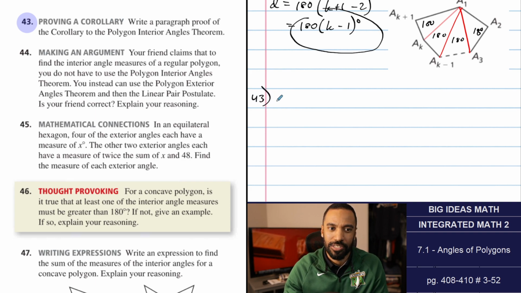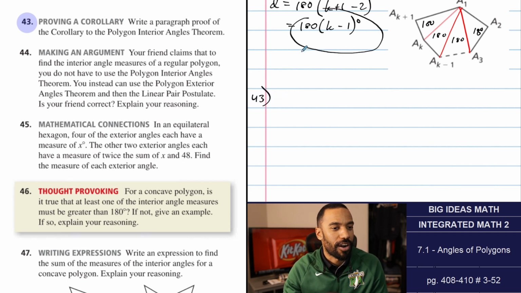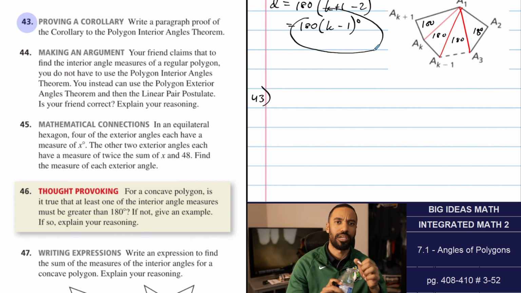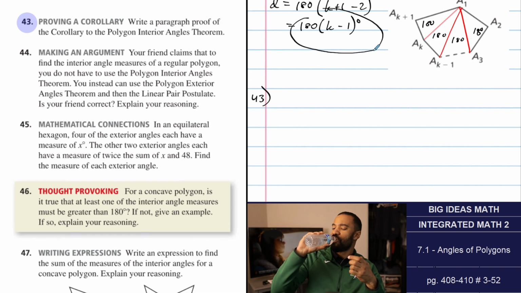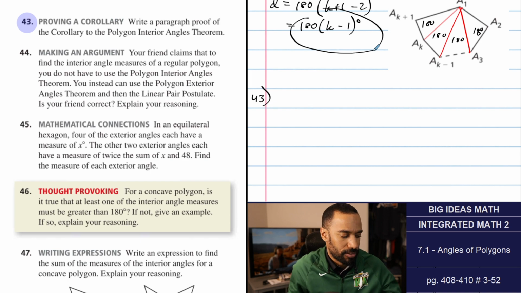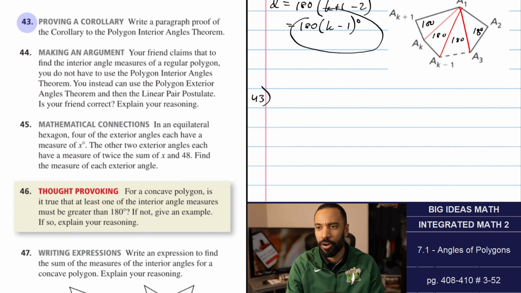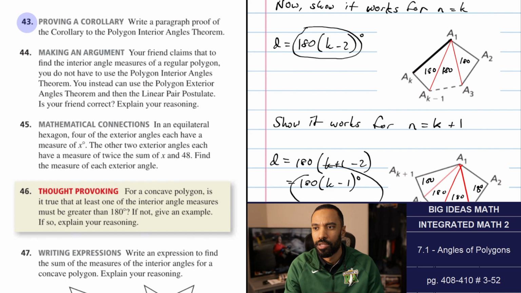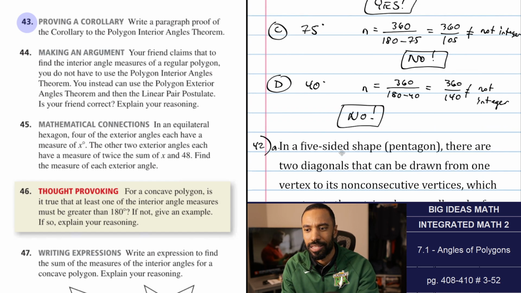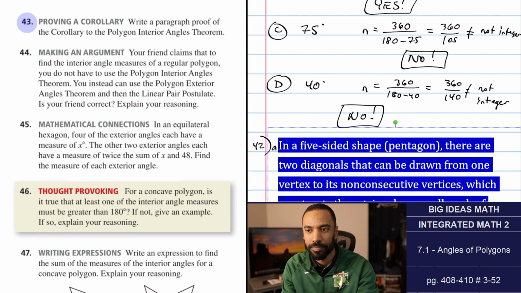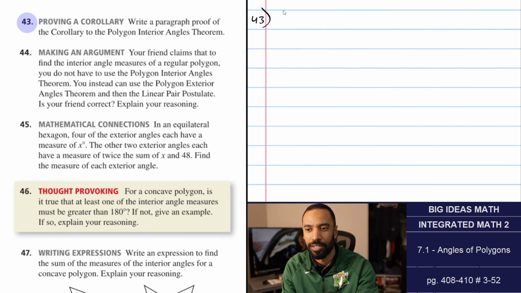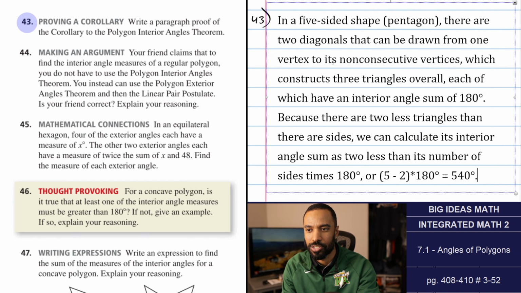Let's look at number 3, and let's prove a corollary. Write a paragraph proof of the corollary to the polygon interior angles theorem. What was the 360 degree one? It was the interior angle sum of a quadrilateral, 360 degrees. Paragraph proof? Well, we did the Pentagon one. So honestly, listen, guys, I'm going to copy and paste the Pentagon one because it was totally the same kind of thing. That was even more sides. So let's see if this works.